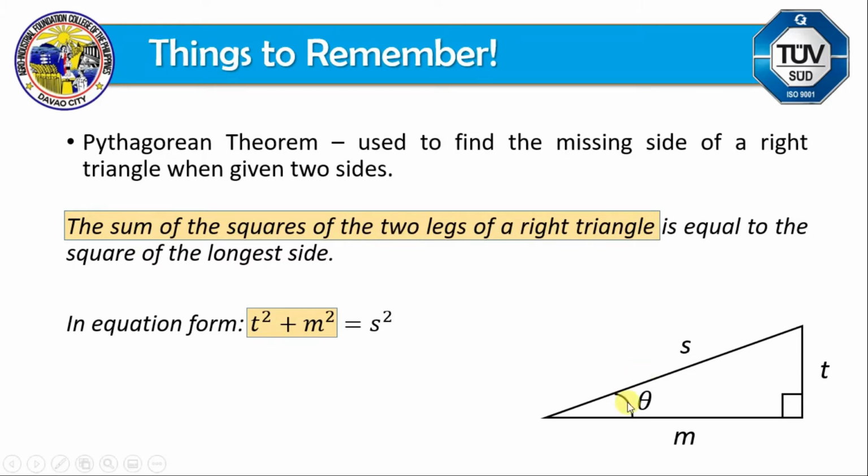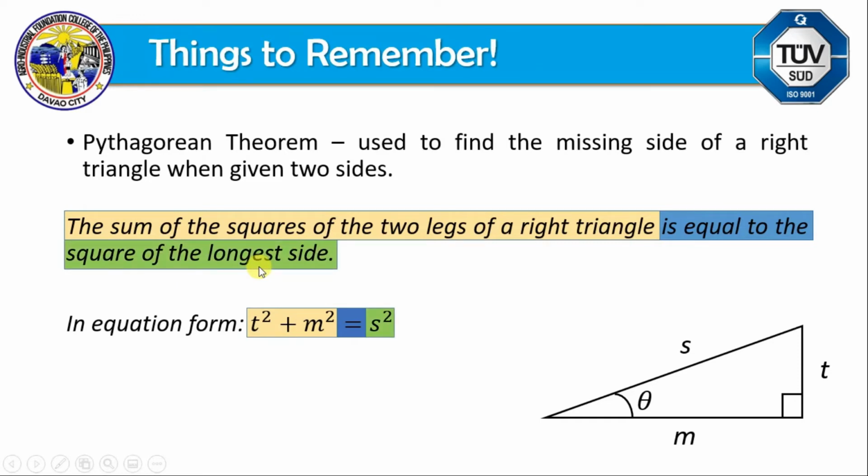So, yung two legs na binabanggit niya dito is this m at saka itong t. Since this one is not a leg, this is the hypotenuse or the longest side. Okay? The sum of the squares of the two legs t and m is equal to the square of the longest side. So the square of the longest side, which is s. So kaya ganito yung nangyari sa formula for Pythagorean theorem.